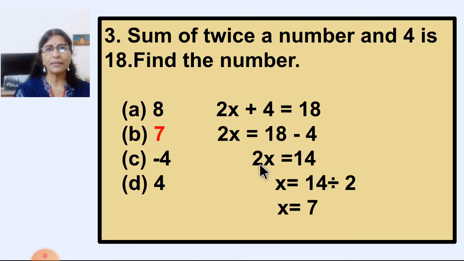And then here 2 is multiplied by x. To get the value of x, we need to remove this 2. So 2 is multiplied. We will divide both the sides by 2. So 14 divided by 2. 2x divided by 2 is x. Directly we can write x. 14 divided by 2 is 7. So the answer is 7.